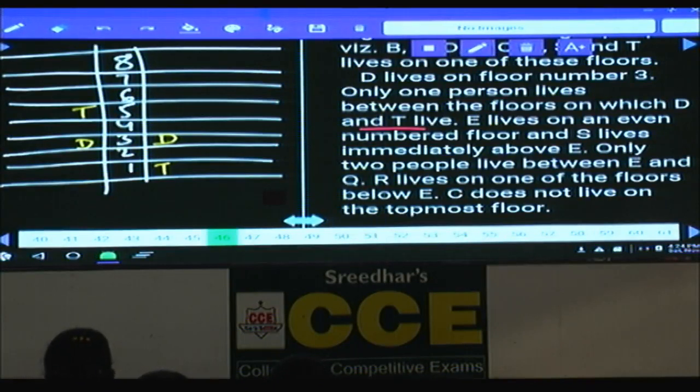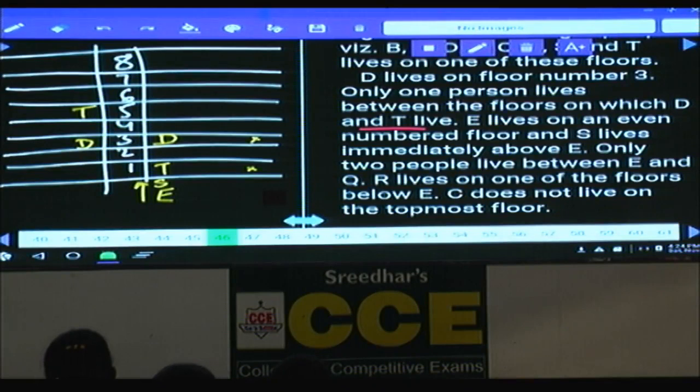E lives on an even number floor and S lives immediately above E. Hence S must be an odd number. S cannot be here, S cannot be here. Then S can be on the 5th floor or can be on the 7th floor. Hence in the first case there are 2 different possibilities, isn't it?